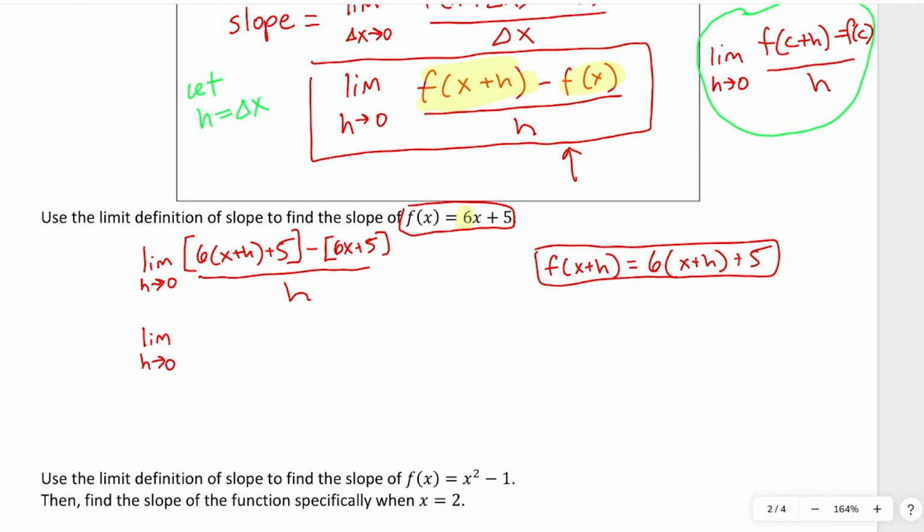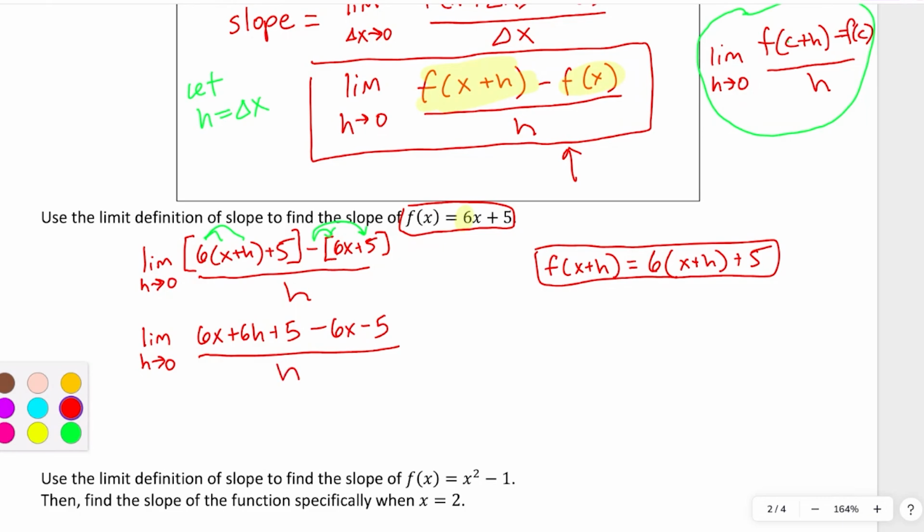So I'm going to first distribute the 6, and that'll give me 6x plus 6h plus 5. And then I'll distribute the negative. Make sure that you do this, it's going to catch a lot of y'all off guard, as you're going to forget to make both of these terms negative. Just make sure you're distributing that negative. Okay, so cleaned it up a little bit.